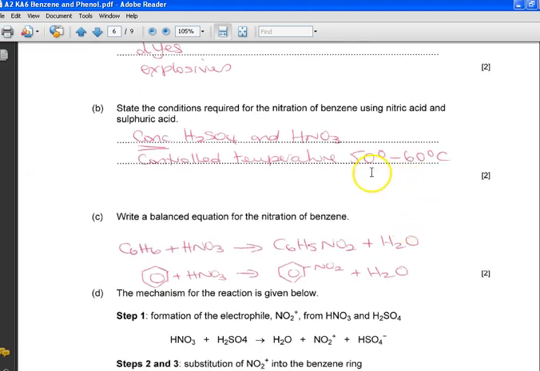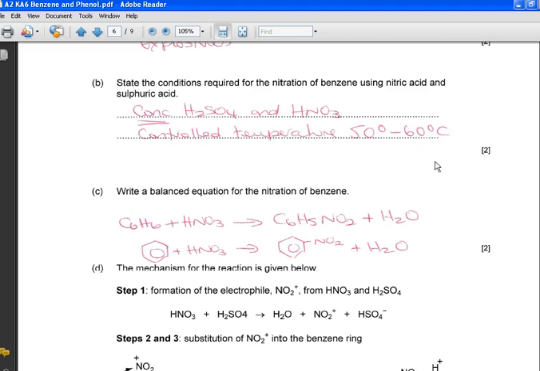Okay, nitration of benzene, you learn these conditions. It has to be concentrated acids, and the temperature must be, I was always taught 50 degrees or less, but the mark scheme says 50 to 60 degrees, so I think you'd be alright as long as you wrote something like that.